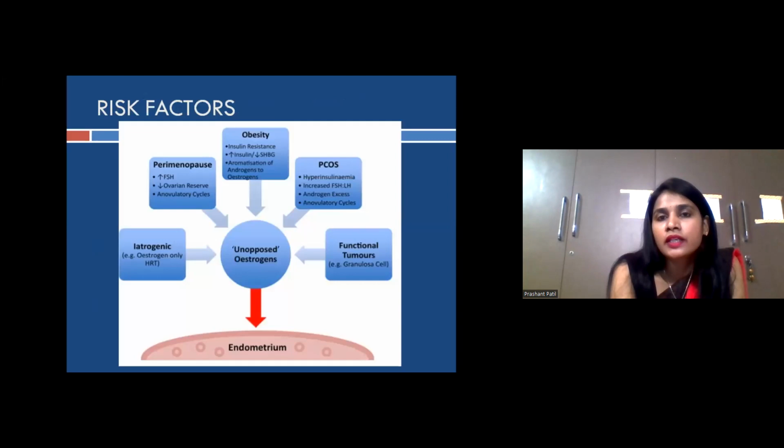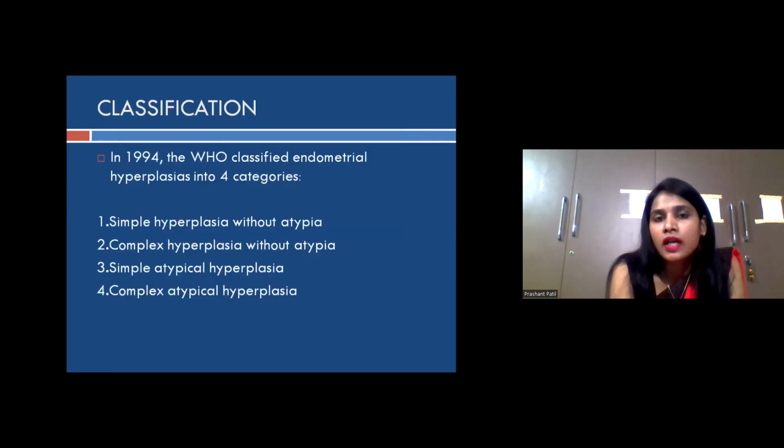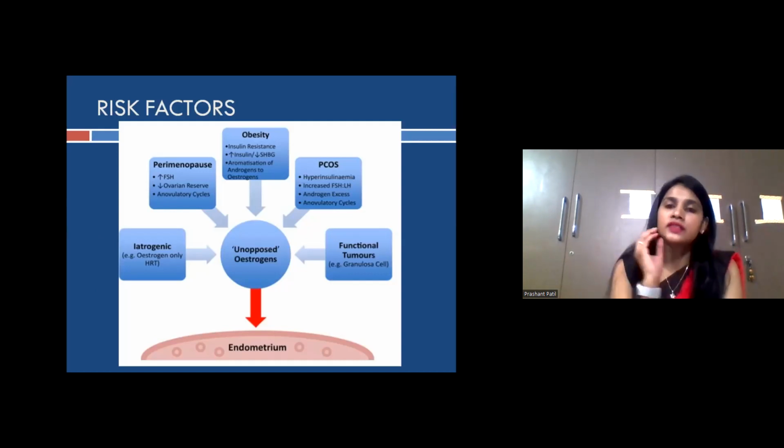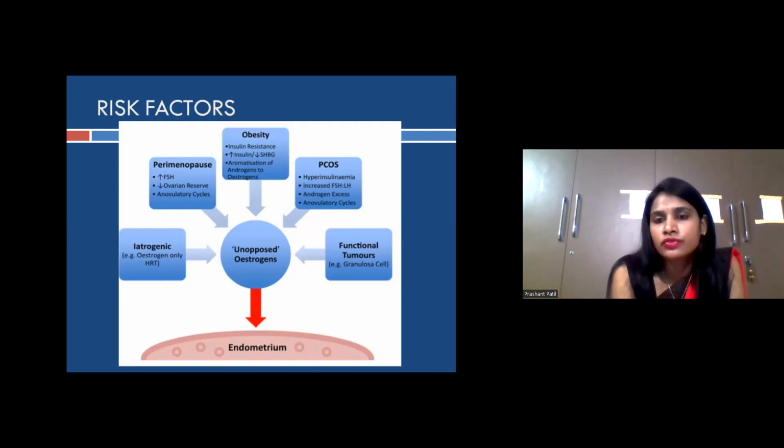Similarly, like I told you, among endogenous factors, most commonly obesity, because of the high insulin levels. A similar condition is there in PCOS, and that is why the excess androgenic environment leads to conversion to estrogen, and then there is a hyperestrogenic state. Then the unopposed estrogen from any of these factors can cause a hyperplastic endometrium.